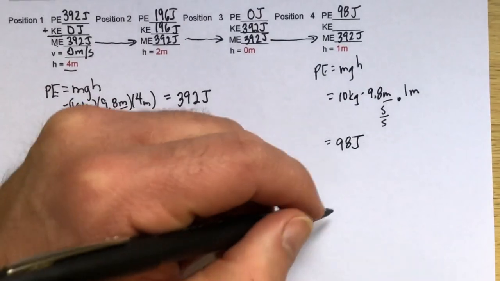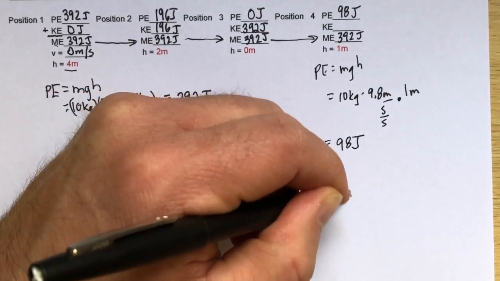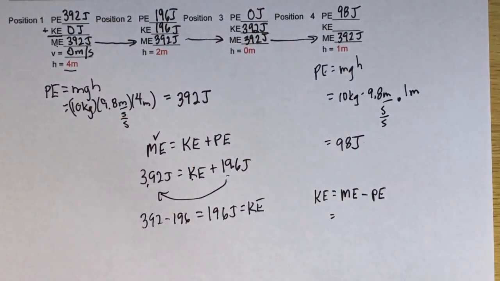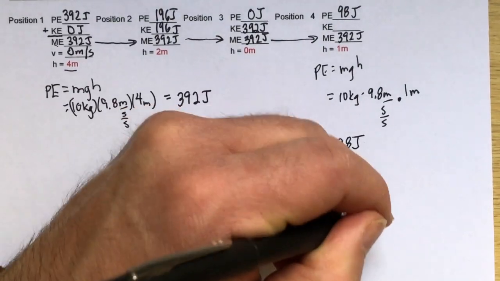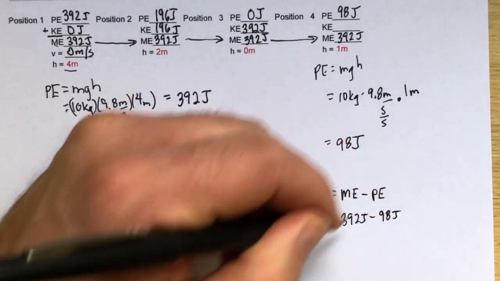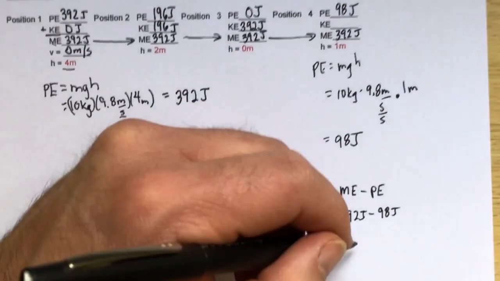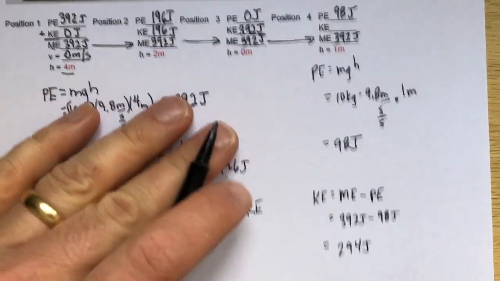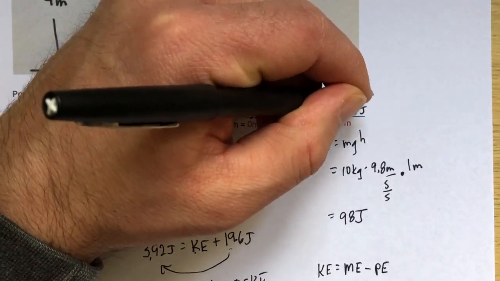So once again, the kinetic energy here will equal my total mechanical energy minus whatever my potential energy is, and that's going to be 392 joules minus 98 joules, and what's that going to be? 294 joules. So my kinetic energy now is 294 joules.